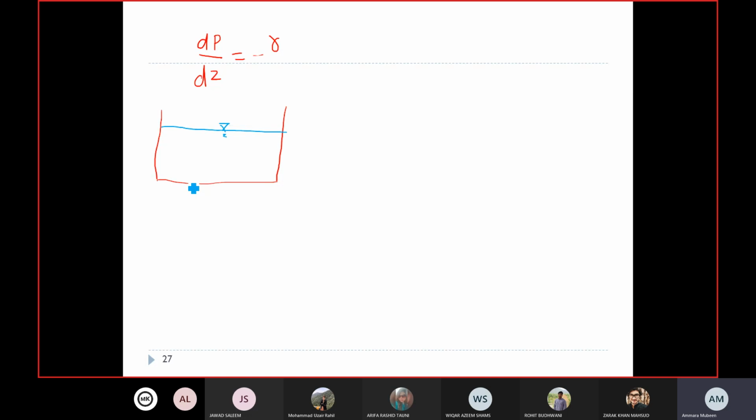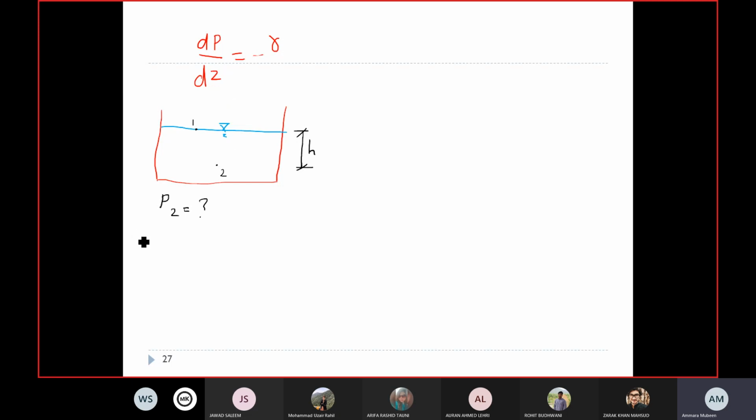okay, and there are 2 points in it. One is at the surface and other is here. So this point is 1 and this point is 2. And these 2 points are h distance apart. Okay. So if I asked you to determine pressure at point 2, you are required to find out pressure at point 2 if you know this equation. So how would you get pressure at 2 using this equation?